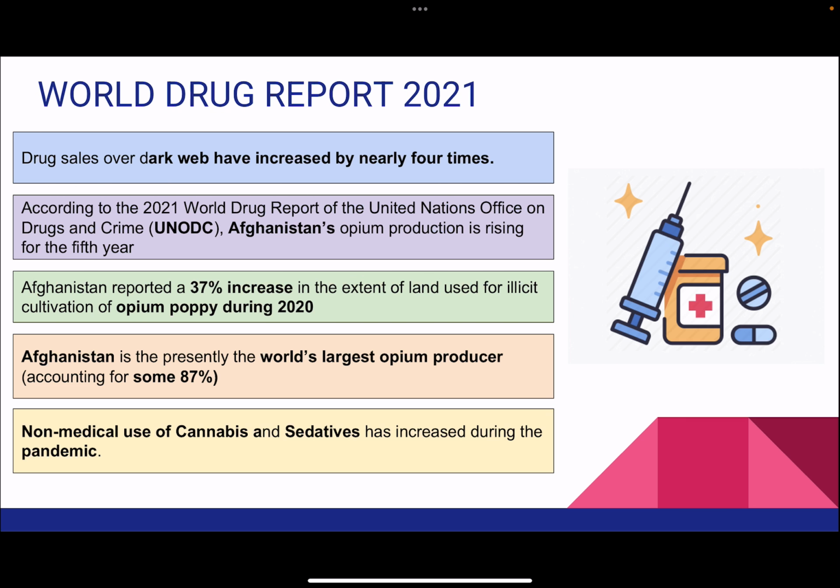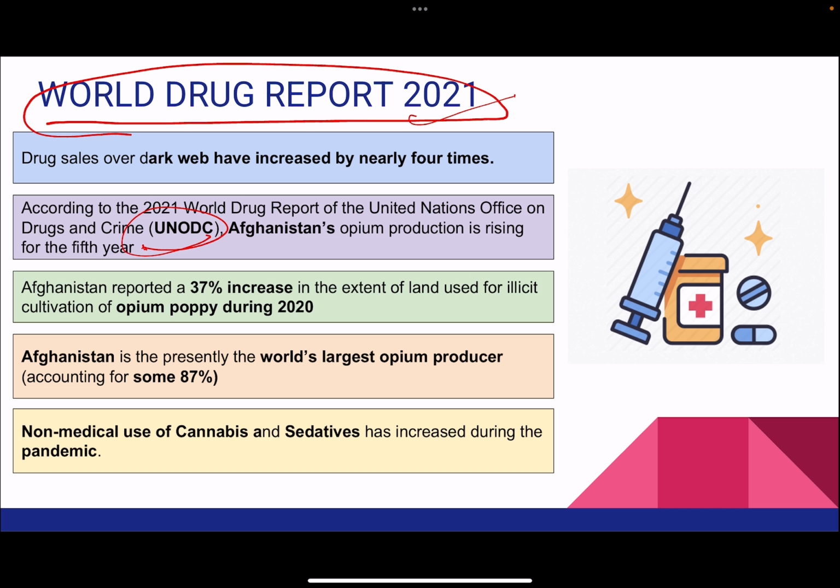Next is the World Drug Report 2021. Whenever any report comes up, the first thing you have to remember is which institute the report has been released by. So this is released by UNODC, that is United Nations Office on Drugs and Crime. This report is released by this particular UN agency, and the 2021 report was released recently. The main point taken from that report was that the use of the dark web has increased, and because of this use of the dark web, drug sales have increased by nearly 4 times.